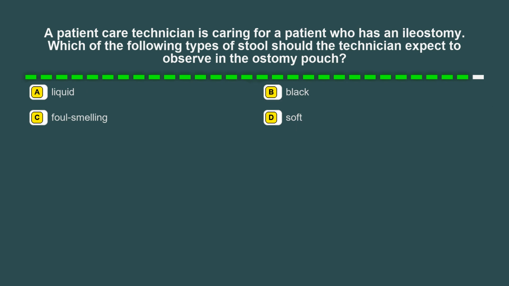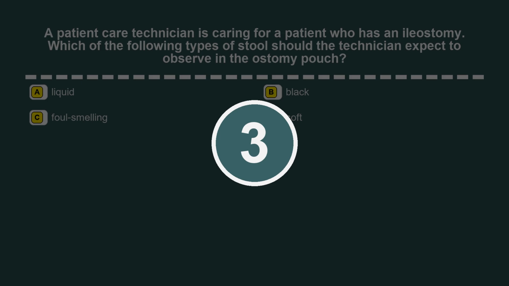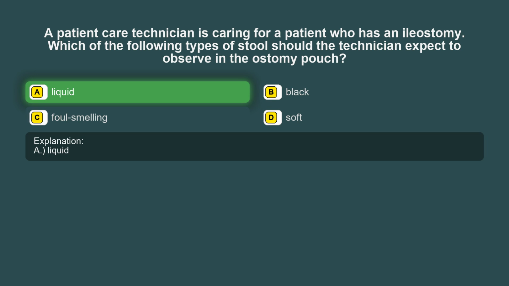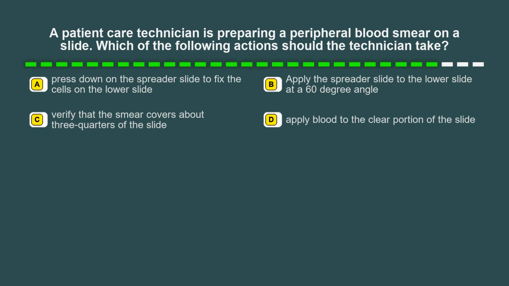Question 15. A patient care technician is caring for a patient who has an ileostomy. Which of the following types of stool should the technician expect to observe in the ostomy pouch? Option A, liquid. Option B, black. Option C, foul-smelling. Option D, soft. The correct answer is option A, liquid.